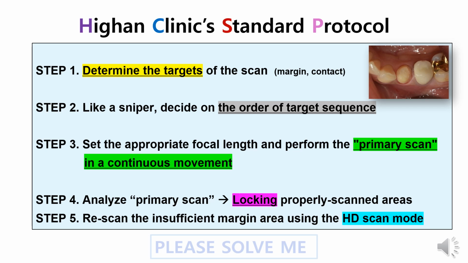1. Determine the target of the scan, margin, contact. 2. Like a sniper, decide on the order of target sequence. Focus on one target before going on to the next. 3. Set the appropriate focal length and perform the primary scan in a continuous movement as uninterrupted as possible. 4. Analyze the primary scan to see which areas need supplementary scans. After locking properly scanned areas, focus only on the areas with insufficient data using the HD scan mode. Let's take a closer look at each step.